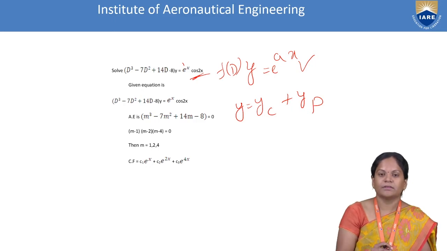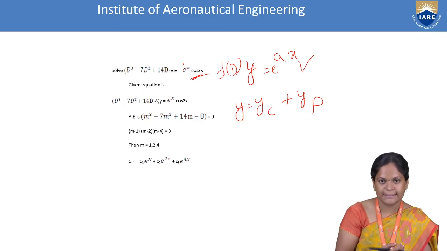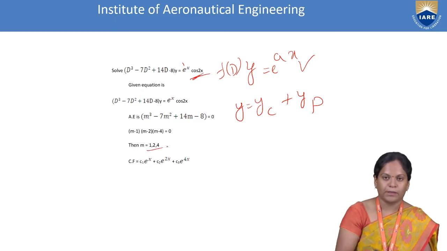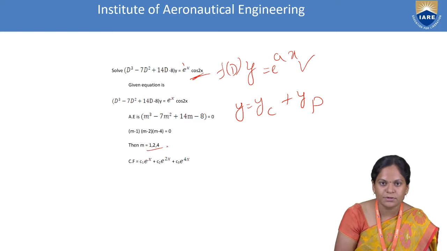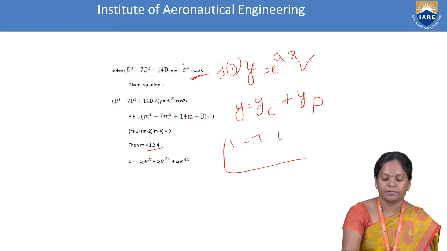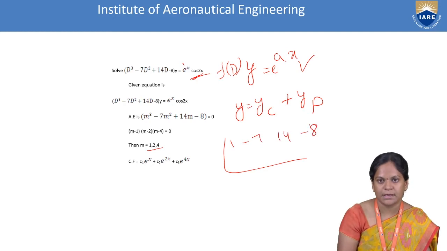And how can we solve this polynomial equation? By using synthetic division. First, we have to take one root. If we substitute the root in that polynomial, we get 0, then the value is said to be a root of that polynomial. So here we got 1, 2, 4 as the roots. How can we find these roots? By synthetic division. What is synthetic division? Take the coefficients of the given polynomial, that is 1, minus 7, 14 and minus 8.